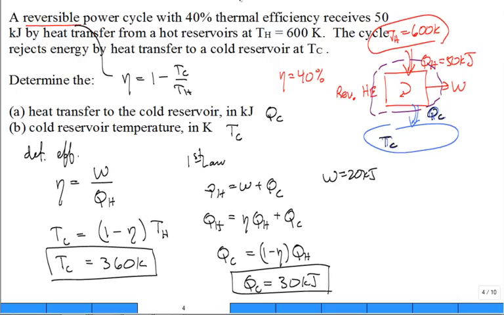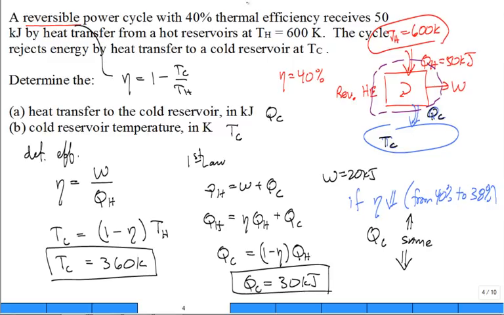Here's a clicker question. So if the thermal efficiency goes down, let's say it goes down from 40% to maybe something like 38%. So the thermal efficiency, I'm asking you, it goes down. That's the premise of the question. What happens to QC? Does QC go up, stay the same, or go down?